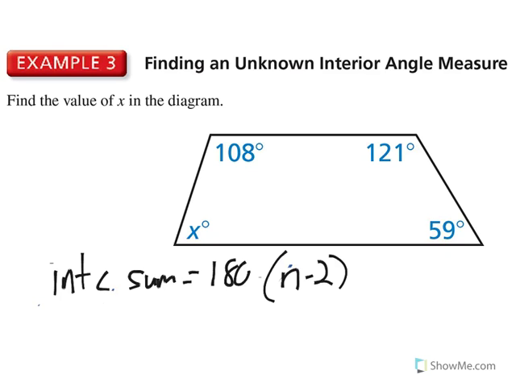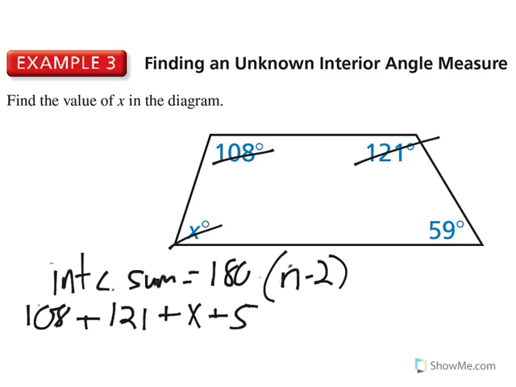My interior angle sum, though, here I'm going to need to add up every single one of my angles. So I have 108 degrees, plus I have 121, and I'm just going to cross them out as I go to make sure I don't do one of them twice. I have plus x and plus 59 would still equal 180 times n minus 2. So I just need to simplify both sides.